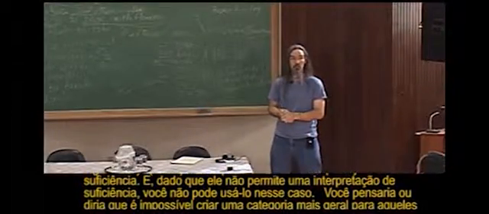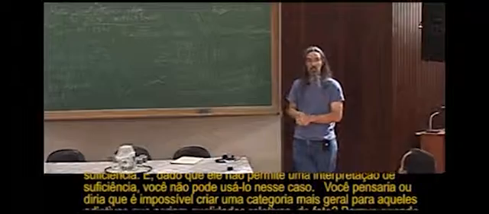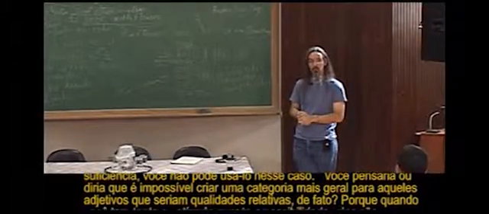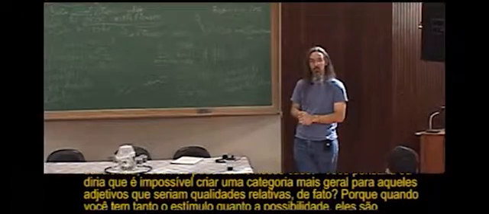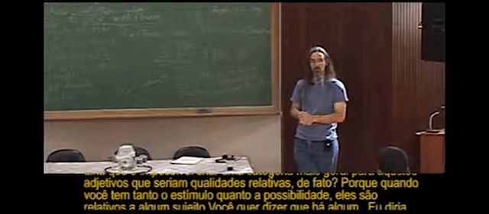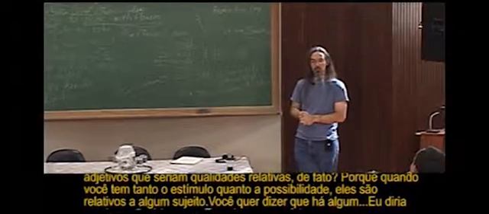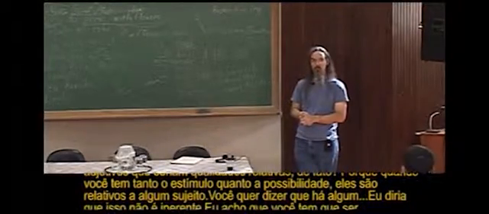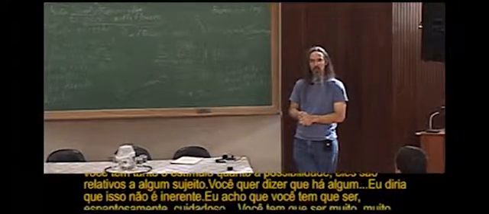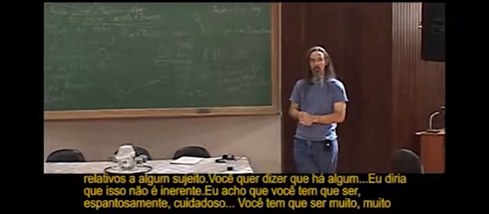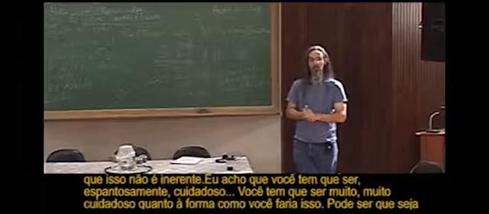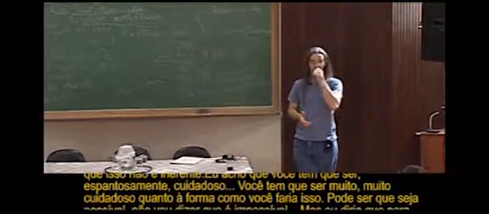But would you... Is that working? Okay. It is, yeah. Would you think, or would you say that it's impossible to create a more general category for the adjectives that would be relative qualities, in fact? Because when you have both enablement or stimulus, it's relative to some subject. You mean that there is some... I would say I think you would have to be amazingly careful. You would have to be really, really careful about how you do it.